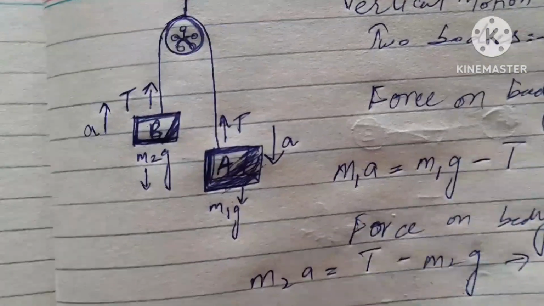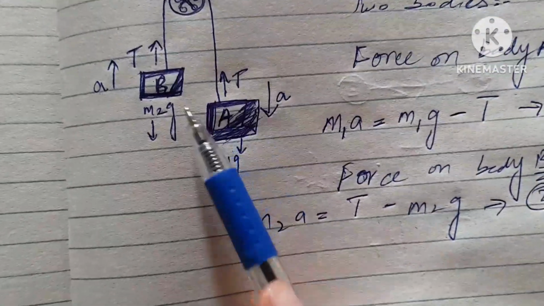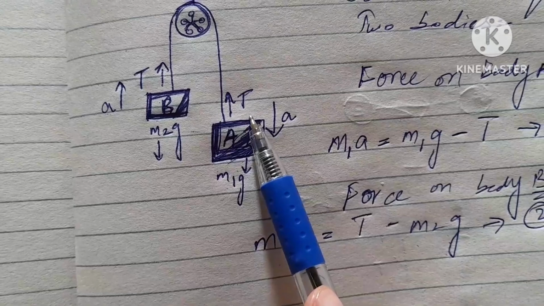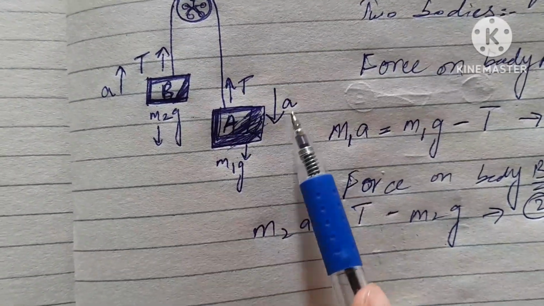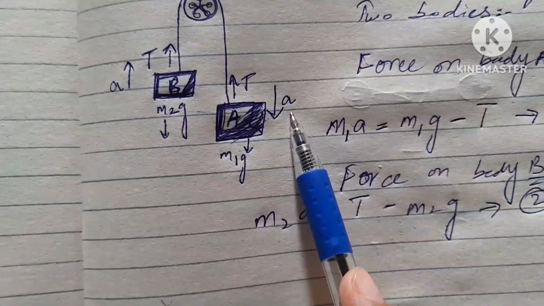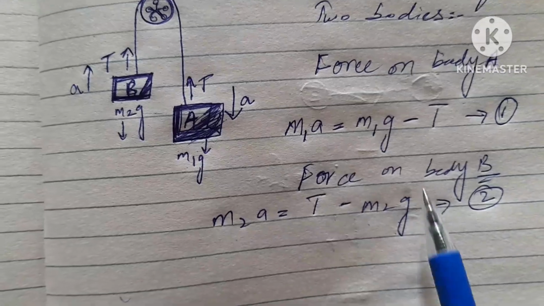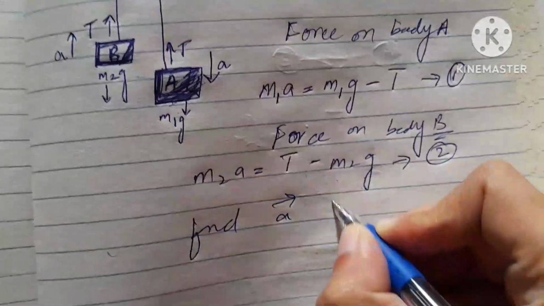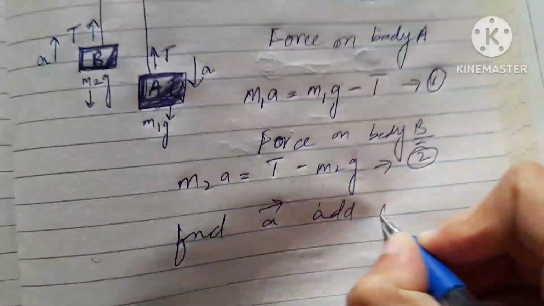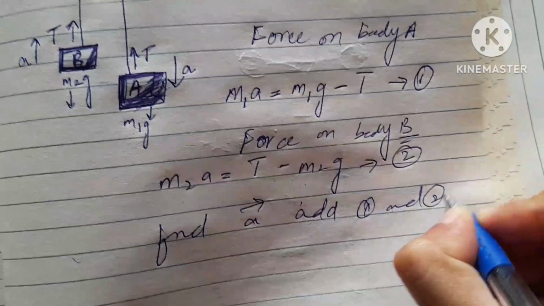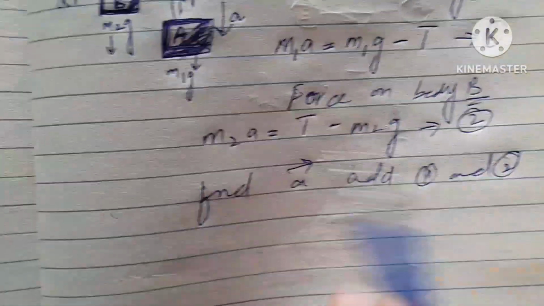Basically, we find the acceleration and the tension produced in this string. We have to calculate the tension T and the acceleration a. For finding the acceleration a, we add equation 1 and equation 2.